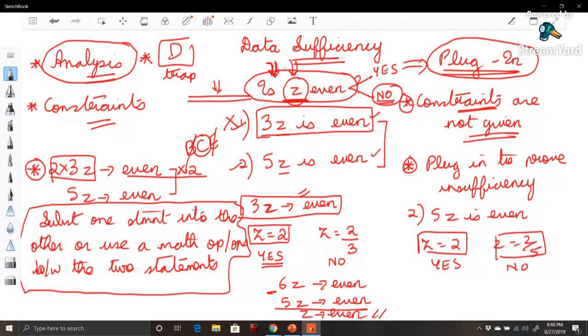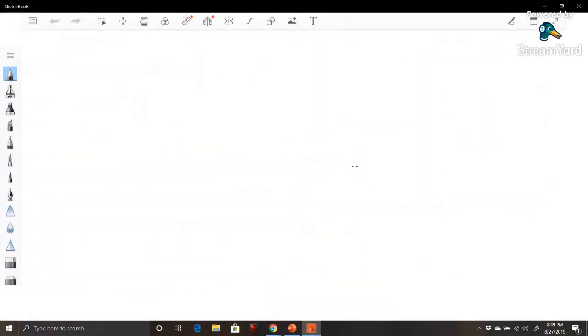You could have also added the two statements and said 8z is even, but 8z is even is not giving me information about z directly. I have to do a third level of analysis there as well. So the best mathematical operation you choose should be an operation that leads to answering the main question. Make sense? So a quick summary of the first points.